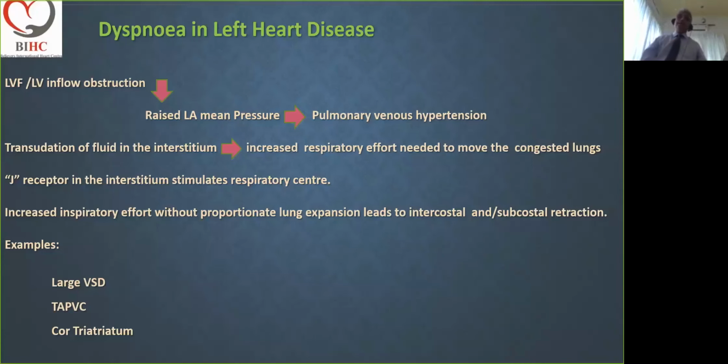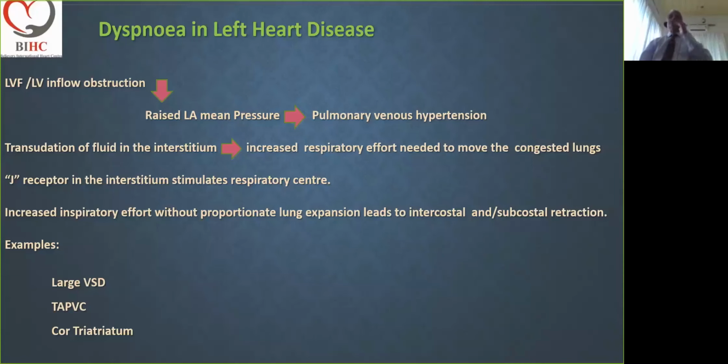And this would happen classically in a large VSD where the left ventricle is overloaded, the left ventricular end diastolic pressure goes up, and the LA pressure and pulmonary venous pressure go up. Or in an obstructed TAPVC, there's nothing wrong with the LA and LV except that they are small, but the common pulmonary vein is obstructed and the pressure inside it goes up, resulting in alveolar edema.